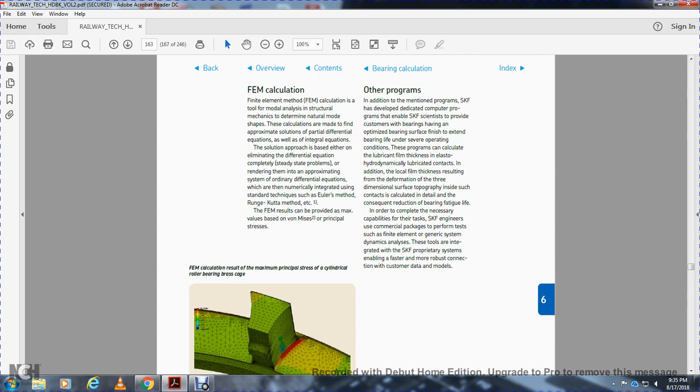Alright, the FEM calculation, the finite element method of calculation. Module A is strict with the mechanics, determining the natural mode and the shape of the calculation made with the approximate solution from the partial differential equations within the internal equations.